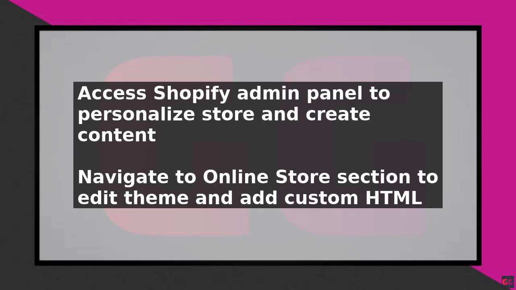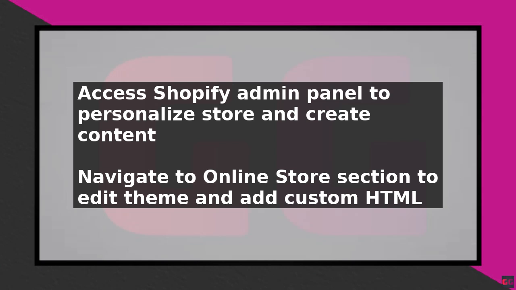Adding custom HTML to Shopify allows you to personalize your store and create unique content. To get started, you need to access your Shopify admin panel and navigate to the online store section. From there, click on the Actions drop-down next to your current theme and select Edit Code.